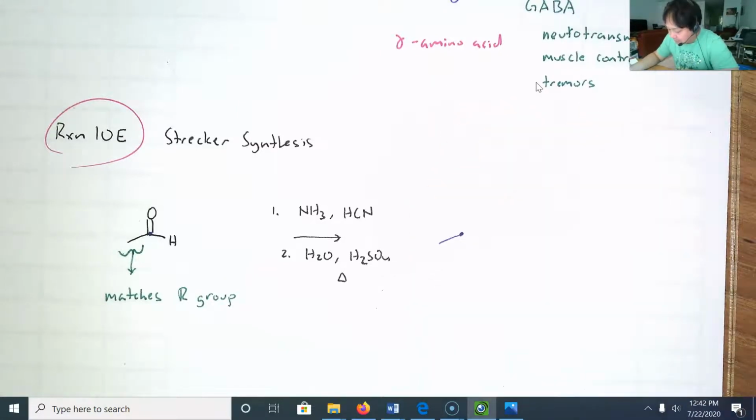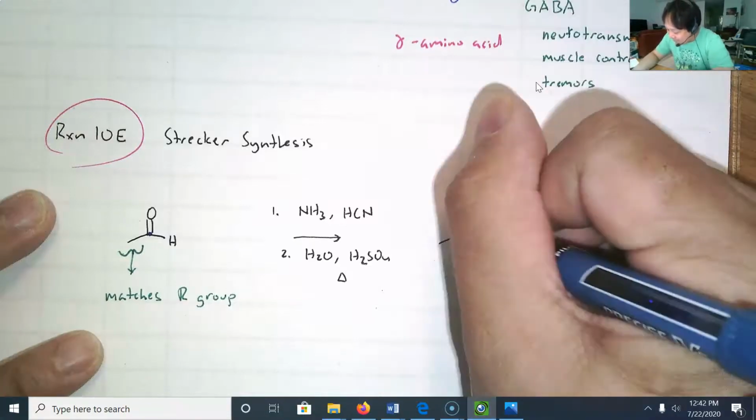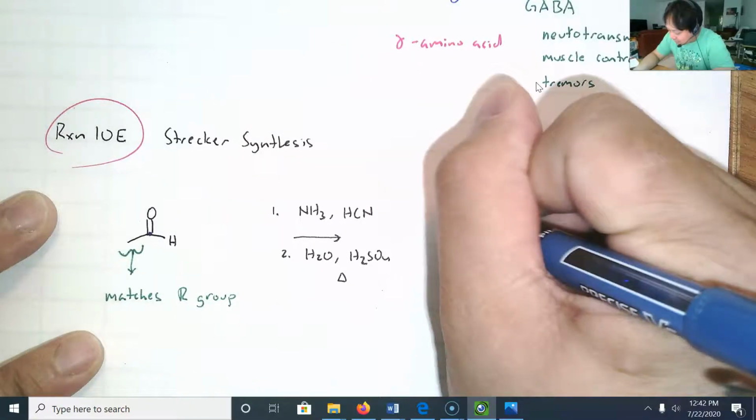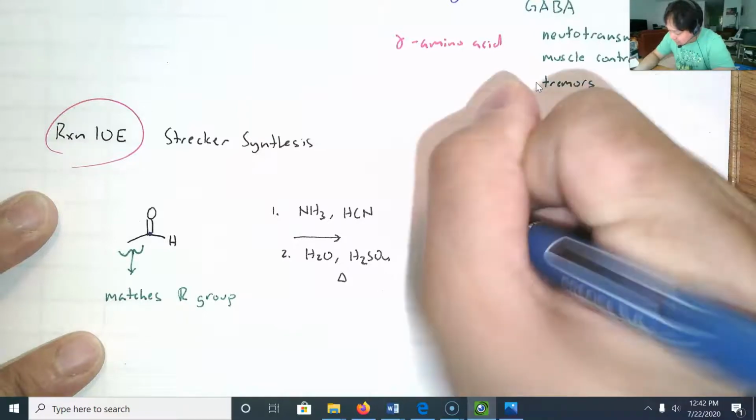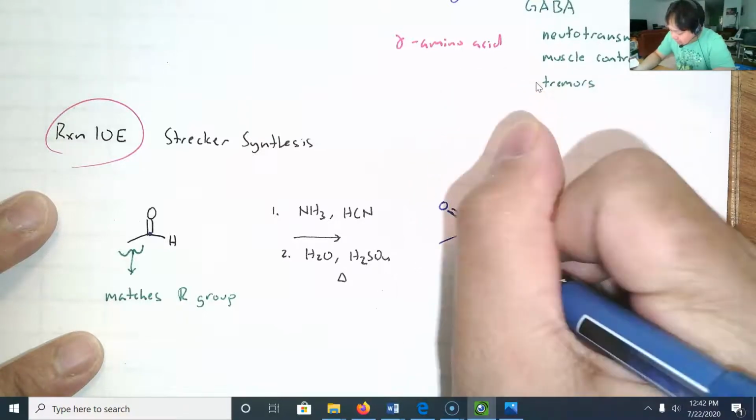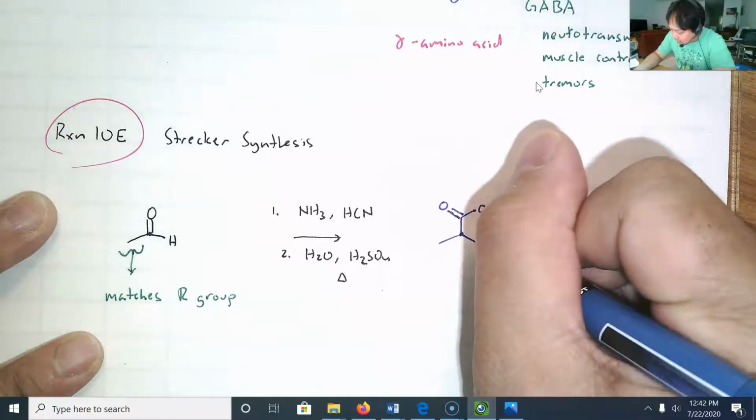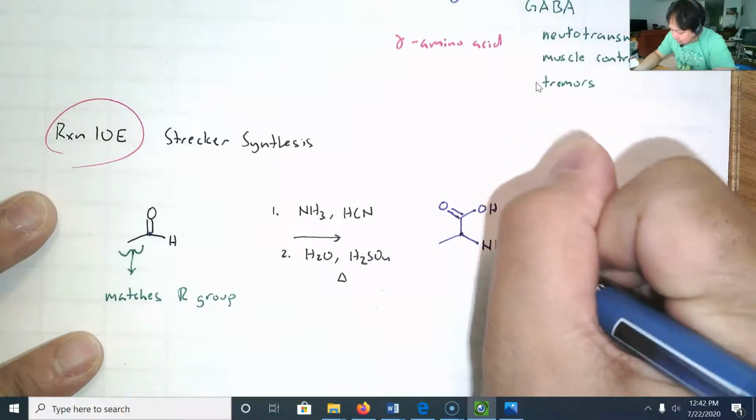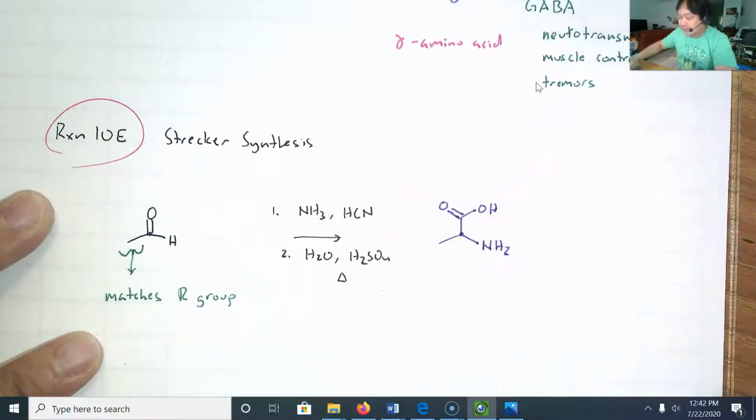Dot. Wow, I should have practiced. Here we have the carboxyl group. And here we have the amino group. Okay. So this is alanine.